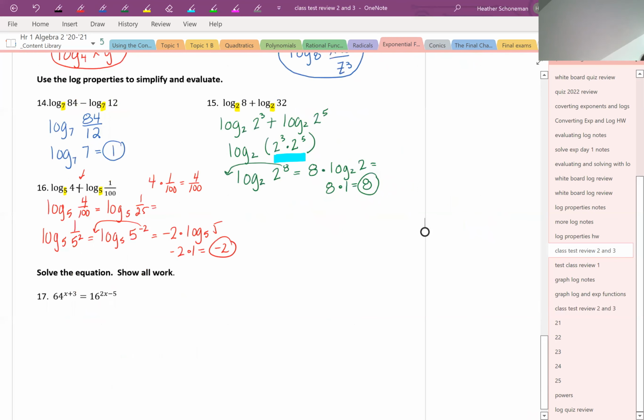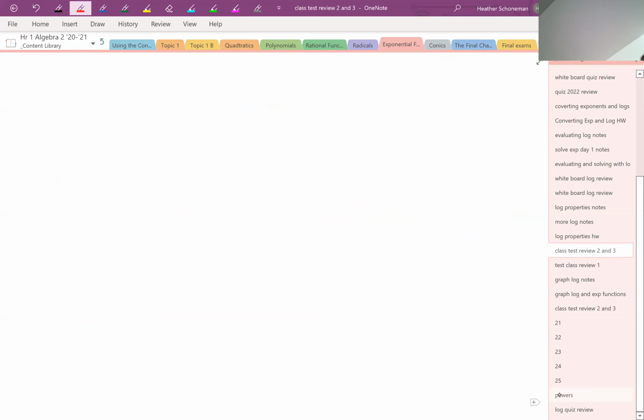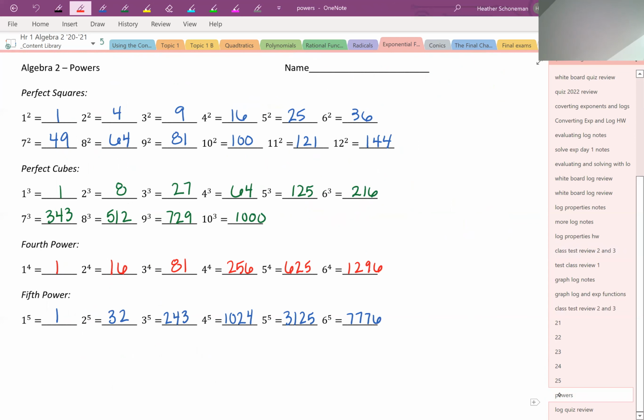All right, last one. We want to solve for x, and we don't need to use logs. Okay, so on this one, we want to find them to have the same base so we can set the exponents equal to each other. Well, if I look at my power sheet, 64 could be 8 squared. 64 could be 4 cubed. And that's about it. It's also 2 to the 6, but that's not on my sheet.